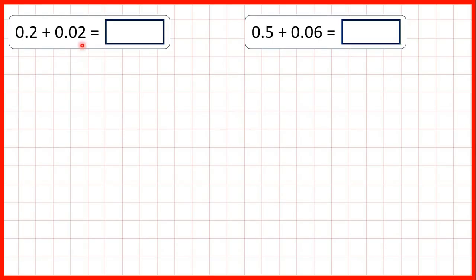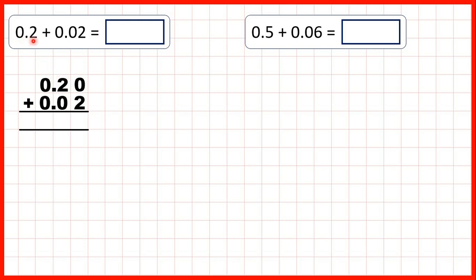In these questions, we're adding hundredths to tenths. So first we have 0.2 plus 0.02. We can set this out as a column addition, but we need to make sure that our decimal points are lined up, because if our decimal points are lined up, then our ones, tenths and hundredths columns will be lined up as well. We can write 0 in empty squares because we haven't changed the question.